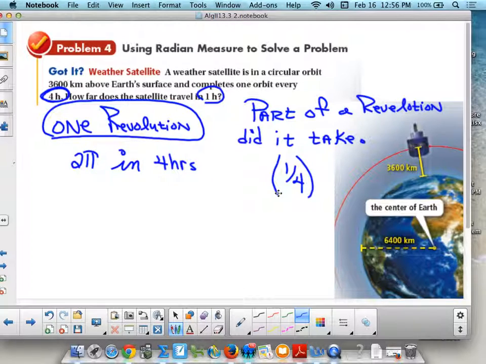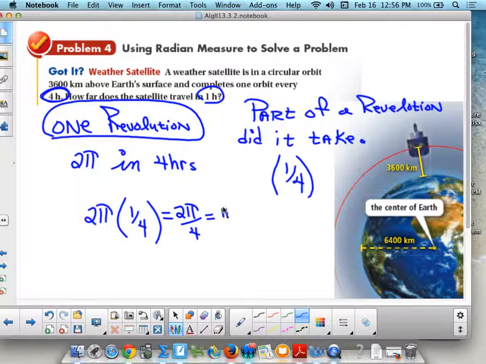1/4 of the circle. If the circle is 2 pi, then you take the circle and you only went 1/4 of the way. So guys, what's 2 pi times 1/4? 2 pi over 4, or better yet, it's 90 degrees. We went pi over 2 around the planet. Did that make sense? Okay.